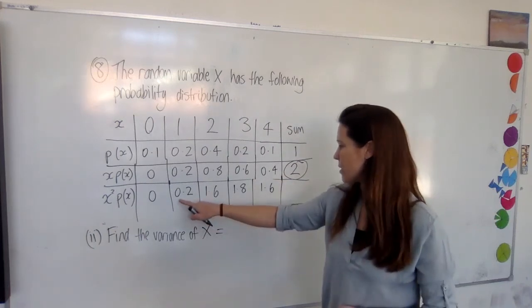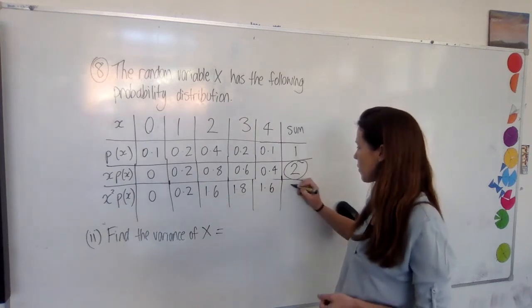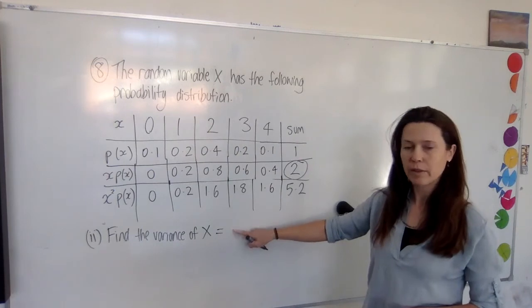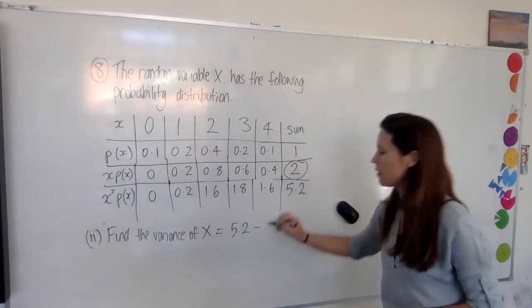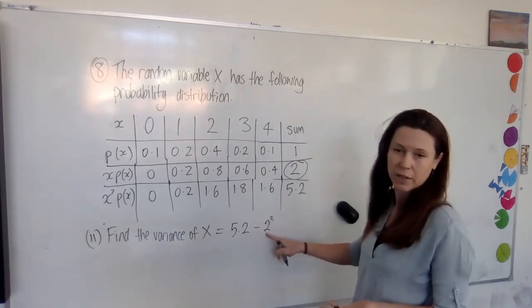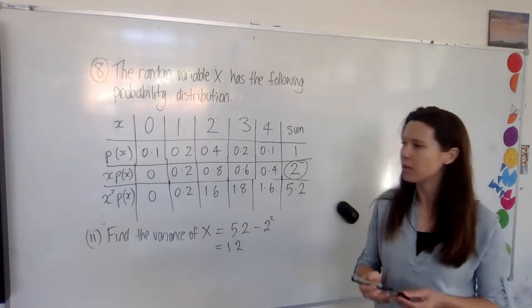Now if I add these together, I've got, what have I got here? 2 plus 3.2, I've got 5.2. Now what do I do with that? Well, with the second formula, I take my 5.2 and I subtract the square of the mean, which is 2 squared. 5.2 minus 4 is still going to give me 1.2, exactly the same as when I use the other formula.